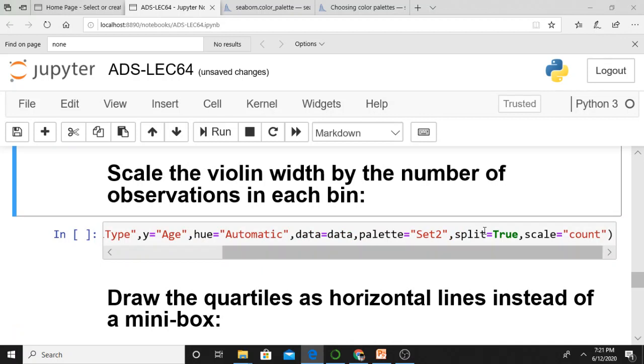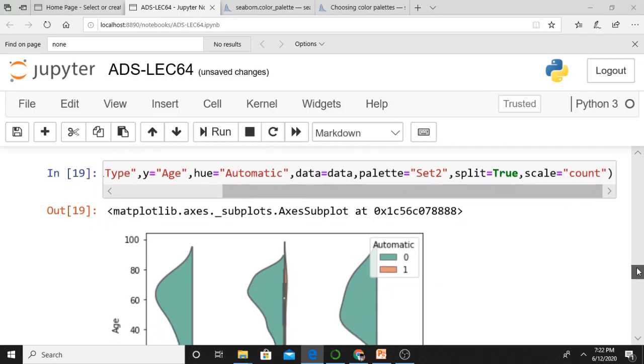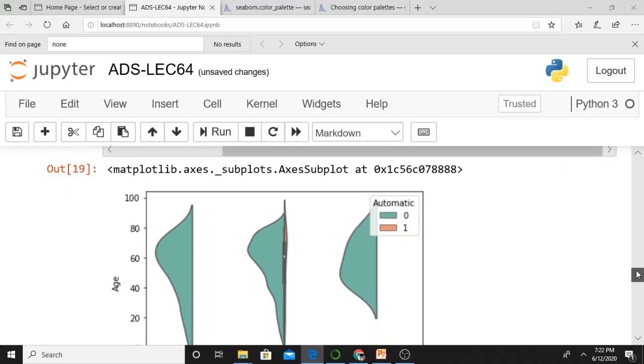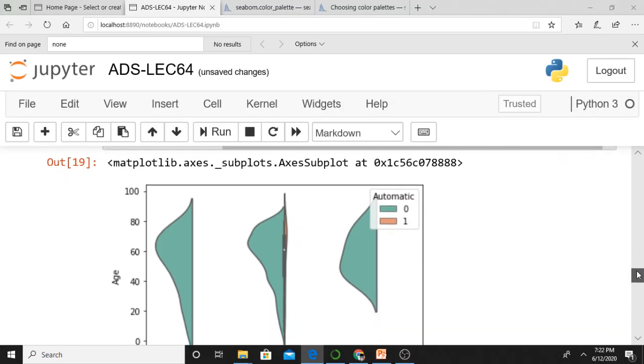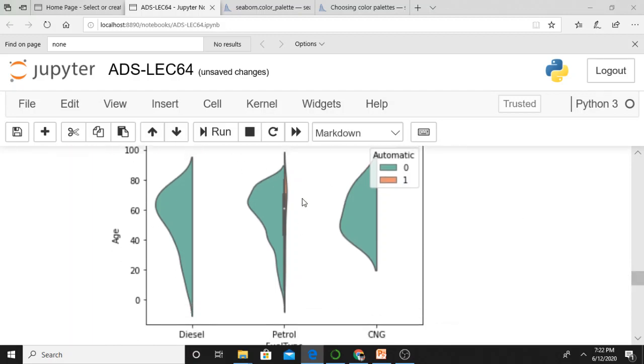Just see this one, scale. I already discussed scale. Scale can take three different possible values. What is scale? It scales the width of each violin. It may take area, count, or width. If I take count, what happens? The width of violins will be scaled by the number of observations. You can find a small portion of this one color, which means you are scaling by its number of observations.